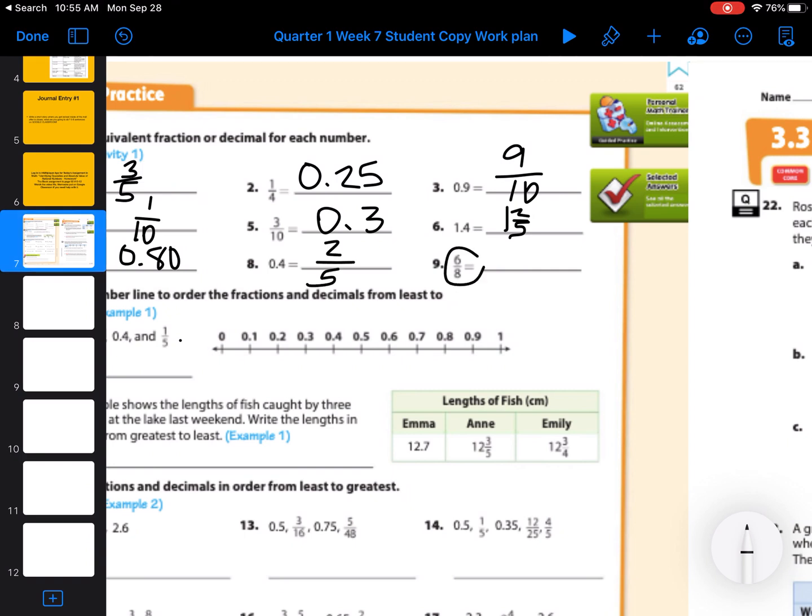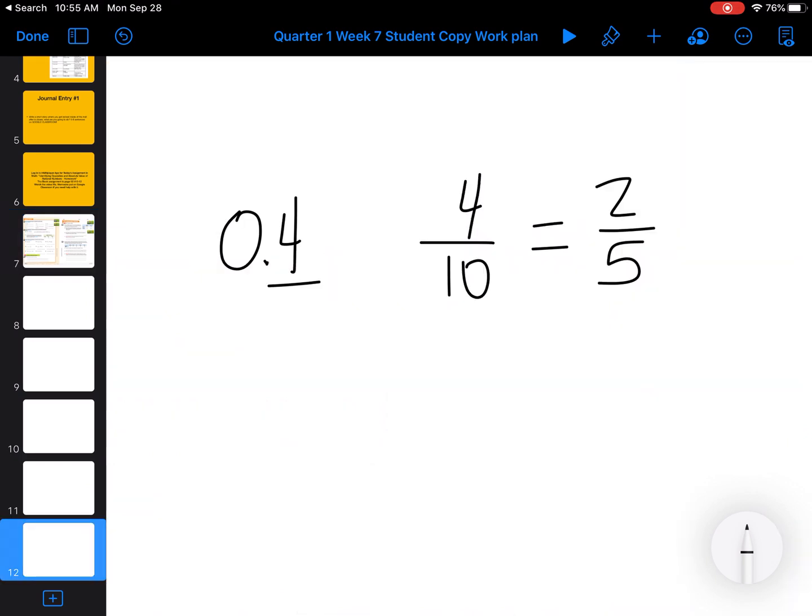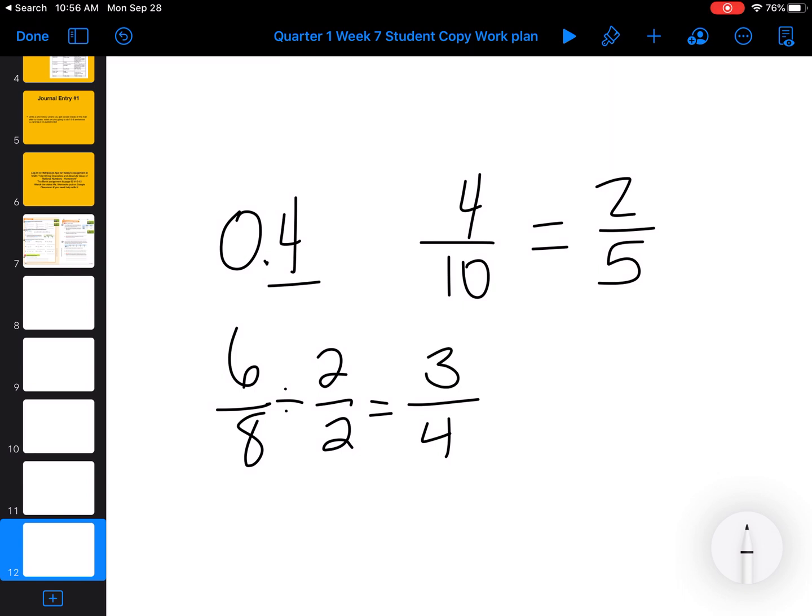And then our last one is 6/8. So this one's a little bit more difficult. 6/8. When you look at that, you're like, 8 times what number equals 100? I don't know. But luckily for us, this is easily divisible. If we divide the top and the bottom by 2, we can get our denominator to be 4. 8 divided by 2 is 4. 6 divided by 2 is 3.